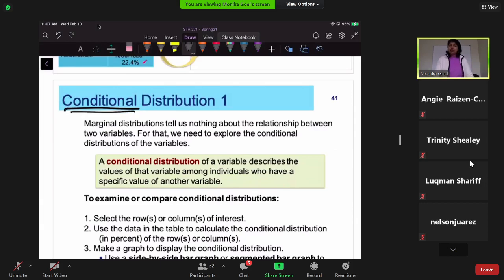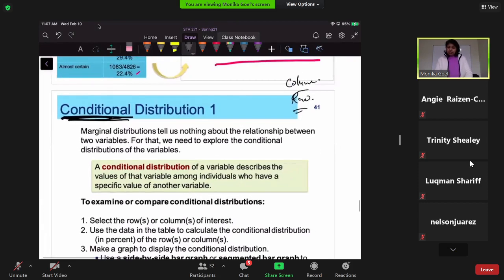And again, the word conditional has the word condition in it. So some kind of condition is applied, and we are looking for that particular condition, depending on whether I am looking from the overall, or just one column, or one row. When we do the example, it will make more sense. So marginal distribution tells us nothing about the relationship between two variables. For that, we need to explore the conditional distribution of the variable.